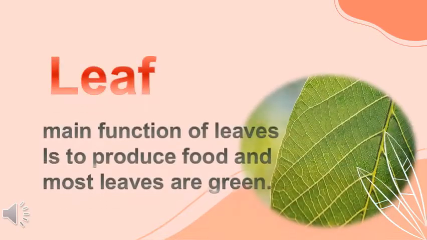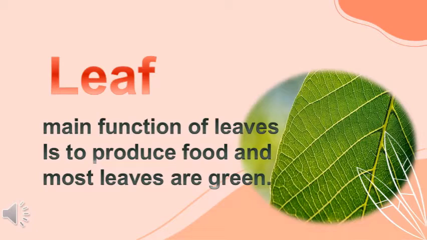Now let's move on to leaf. What is leaf? This is the picture of a leaf. Leaves are mostly green, and this is attached to a stem. Its main function is to produce food.